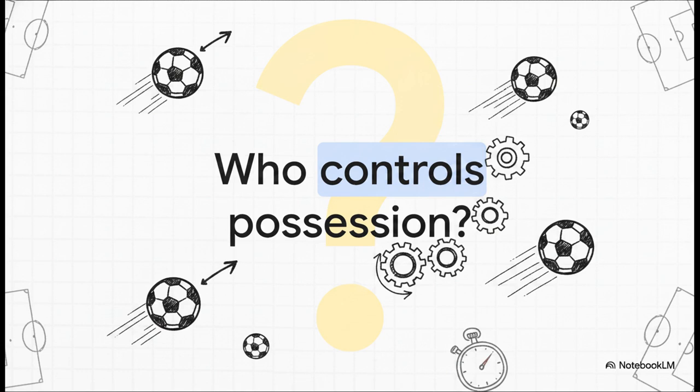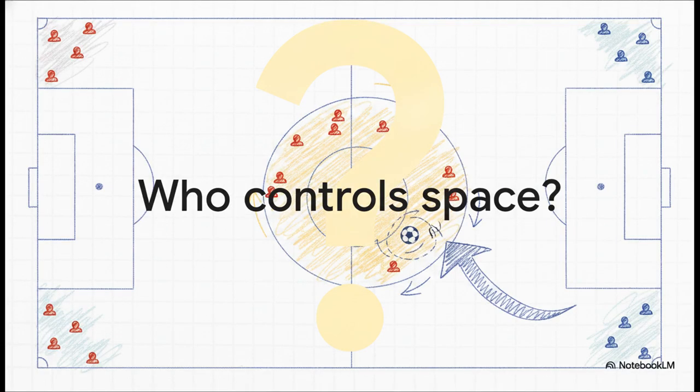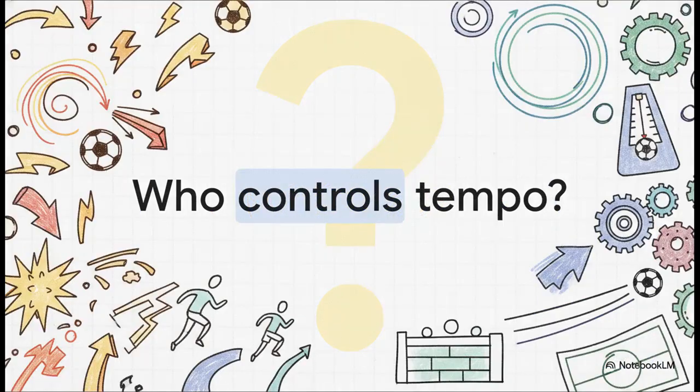But having the ball isn't everything, which leads us directly to the next point. Question number 2, who controls space? This is a crucial one, because controlling the ball is virtually useless if you aren't also manipulating and dominating the actual space on the pitch. A team might only have 40% possession, but if they completely control the dangerous spaces, they are essentially forcing their opponent into harmless areas.